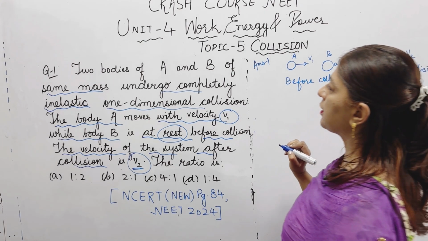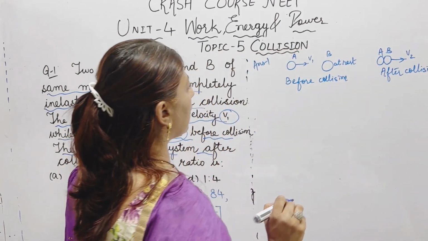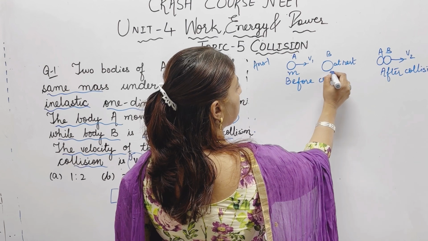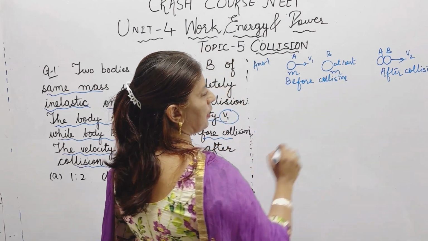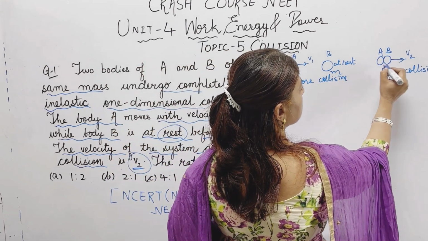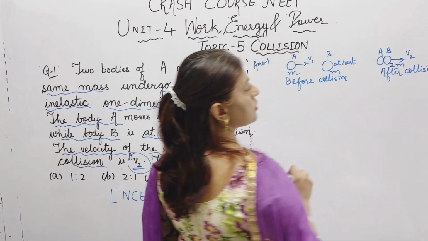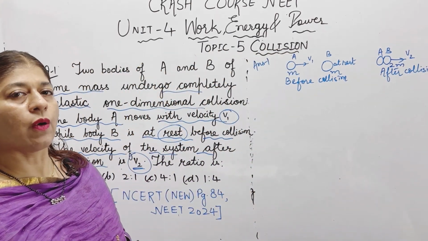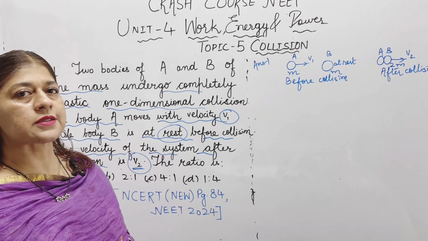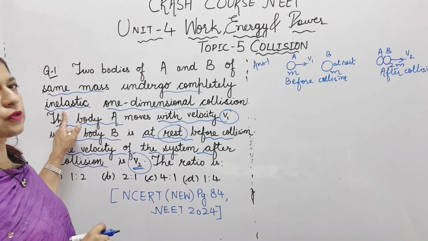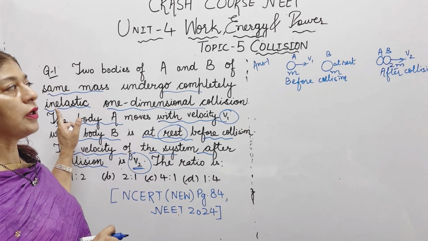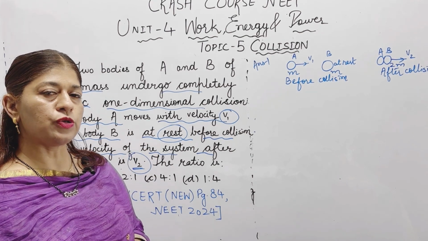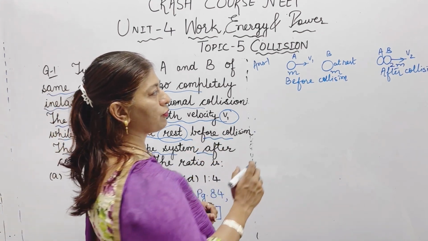One more thing is being given. A and B are having the same mass. Let A have the mass m, then B is also having the mass m. And after collision, it is a system with a mass 2m. Now, we'll apply the concept according to that. Whatever the collision, whether it is inelastic or elastic, the momentum remains conserved. Momentum is going to remain the same. First, we'll apply the momentum.